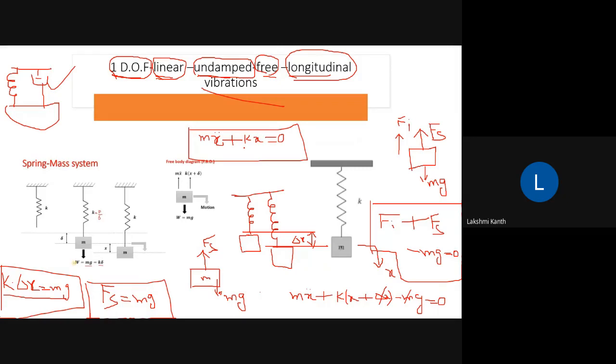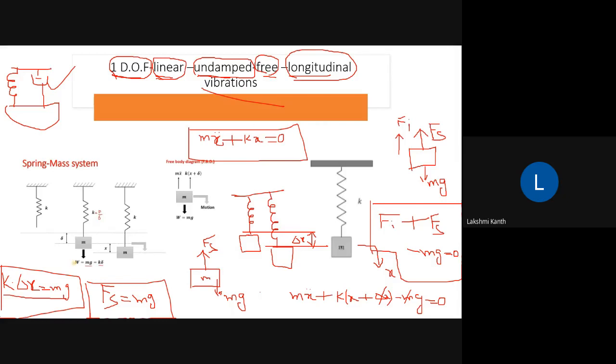This is new to our syllabus, so that's why I'm focusing a little on this derivation part. But in practice, in GATE, there are no derivations and no questions from the derivations. But to make you understand more elaborately, I'm focusing on some steps related to derivation. Don't bother, but all of you try to remember this formula, m x double dot plus k x equal to zero.